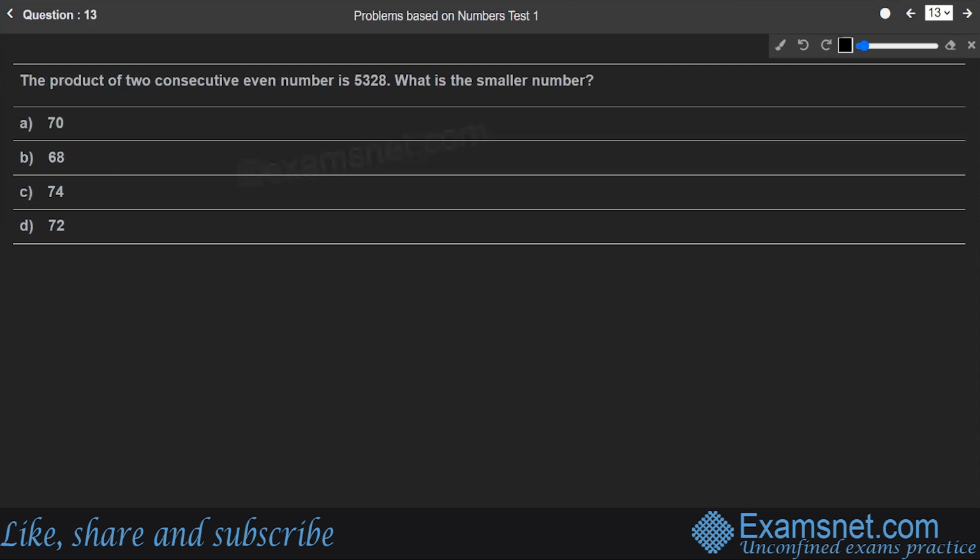Now, can I have the next question? The question is: the product of two consecutive even numbers is 5328. What is the smaller number?